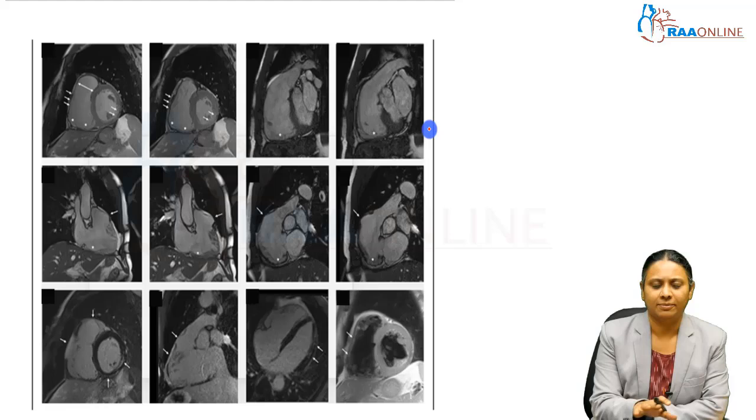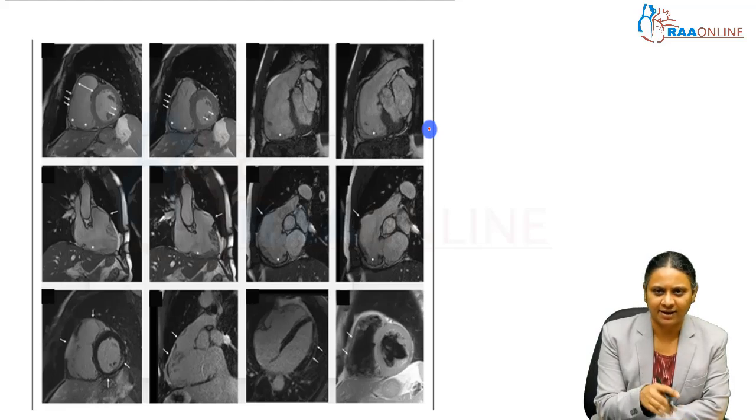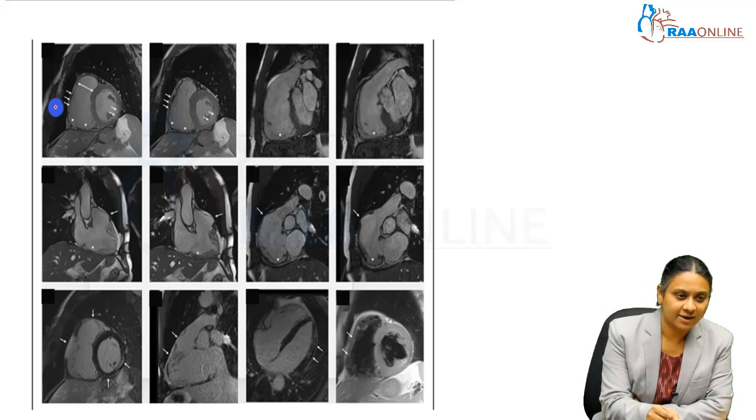These are all from patients of ARVC taken from an illustrative review article. Here we can see the RV is grossly dilated. There is bulging of the free wall also. This is in the apex. The free wall here is thinned, as well as there is fibrofatty replacement.